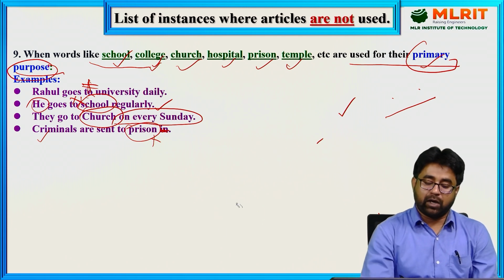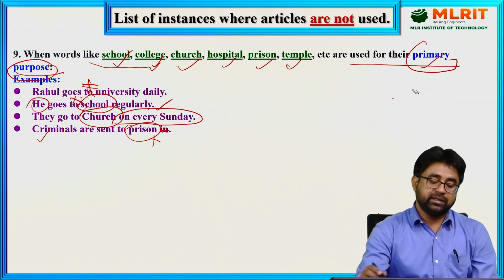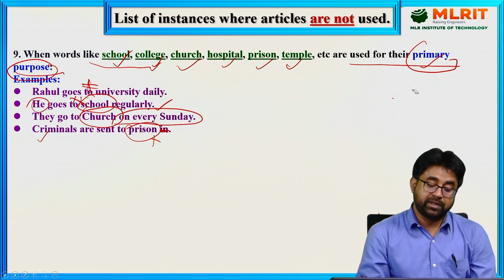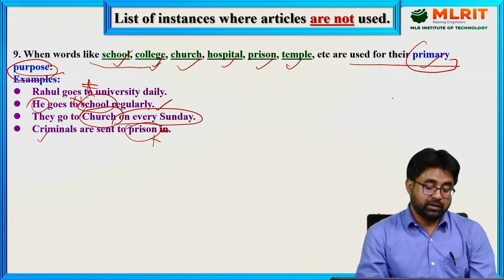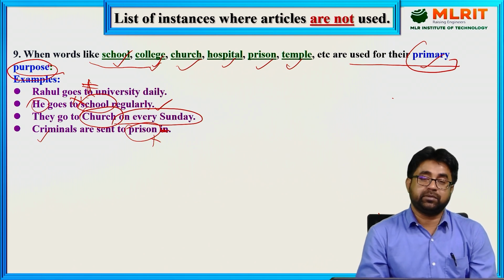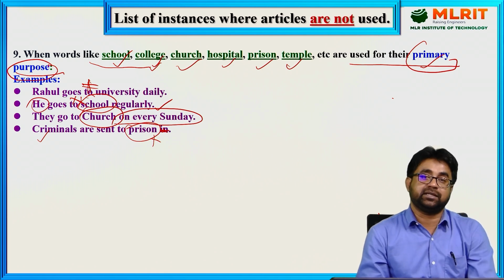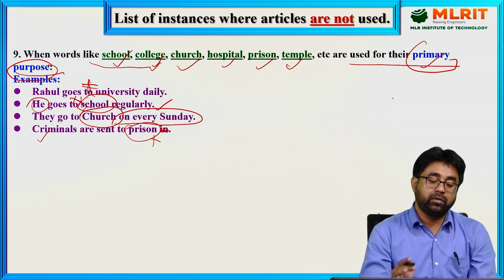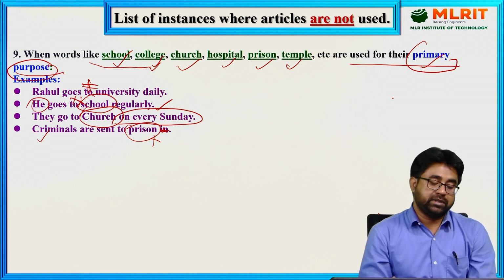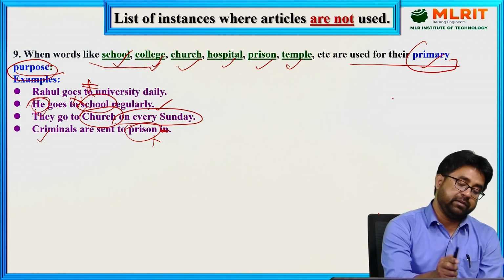So again, how do you identify whether something is being used for its primary purpose or not? It depends on the sentence. What is the context of the sentence? Please understand that these things are not to be memorized blindly. If you don't understand the context of the sentence, even though you might have memorized all the rules and instances, you won't be able to answer. That's why understanding is very important.